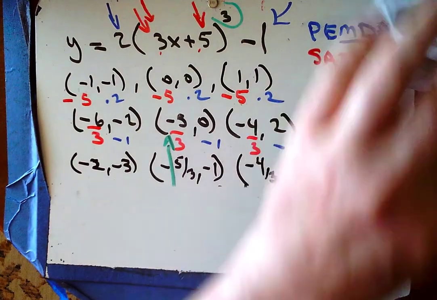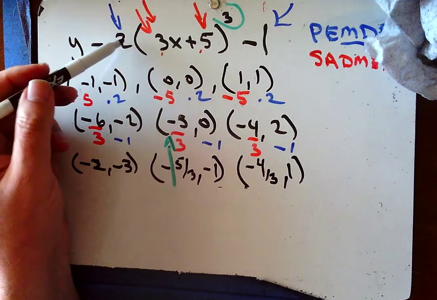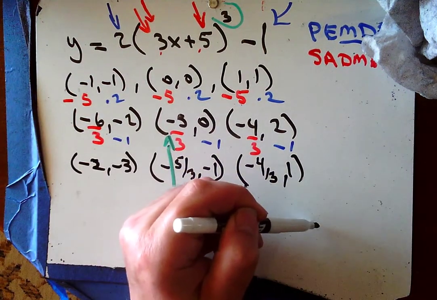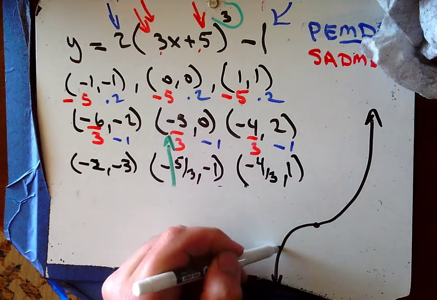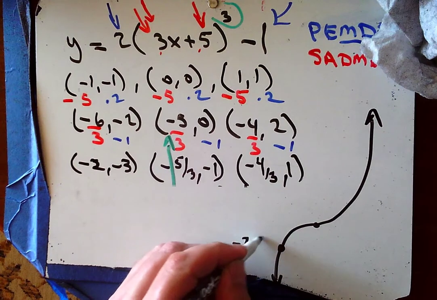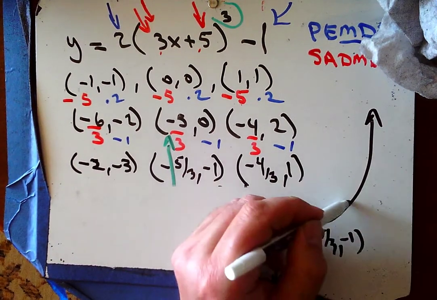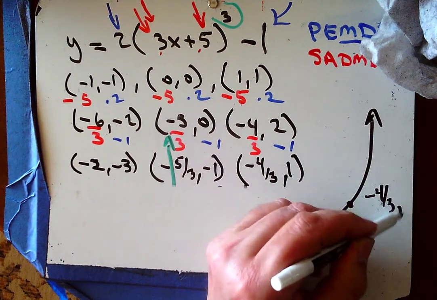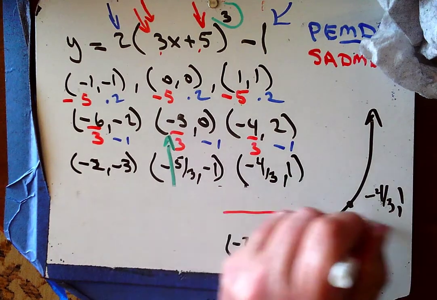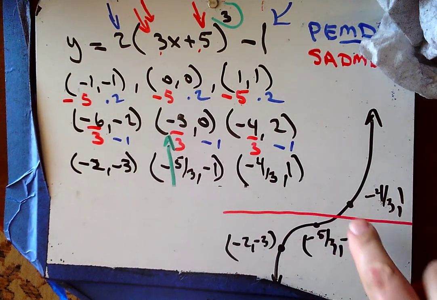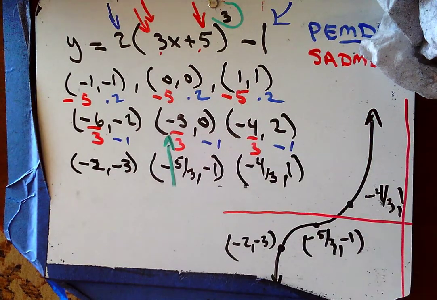Instead, I'd be more likely to say, okay, I didn't reflect this, I don't see any minuses, so I know I just have my regular x to the third graph, and I just label my points: negative 2, negative 3; negative 5 thirds, negative 1; and negative 4 thirds, 1. And if you really want to have axes, great, draw it in. Between negative 1 and positive 1, I'm going to have an axis. And then somewhere over here, I have my y-axis.